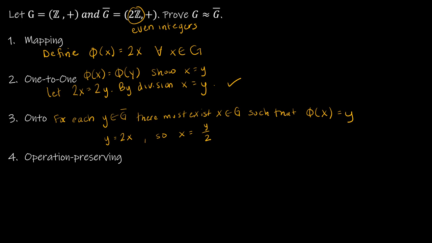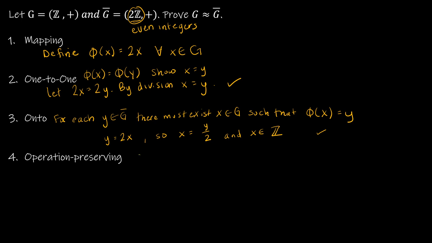Now that works just fine, but we also have to say, is that going to be an integer? Well, since y is in fact an even integer, remember we're looking at even integers, when I divide it by 2, I will get an integer. So x will be an integer. So it is onto.